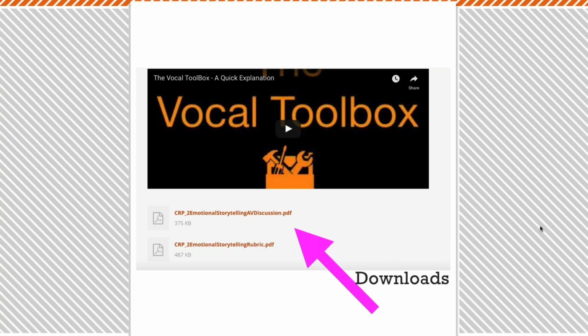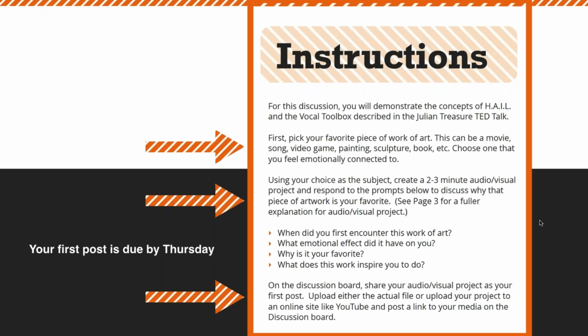All right, so these are the instructions about the initial post for the 2.3 assignment. Again, this is due on Thursday. Some students in other classes might have to have this in by Wednesday.